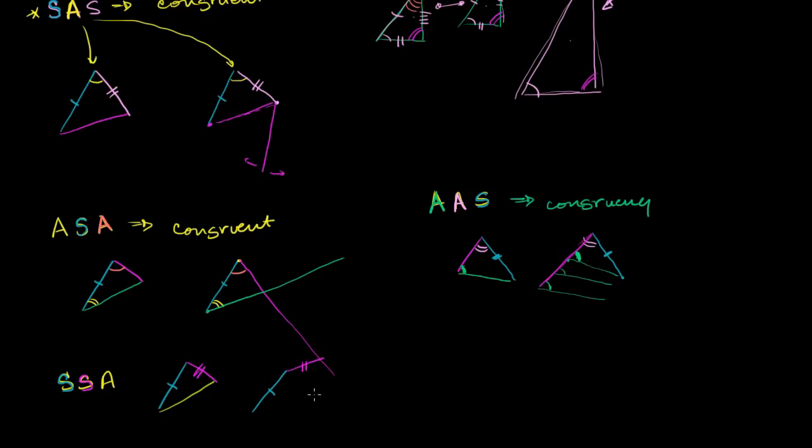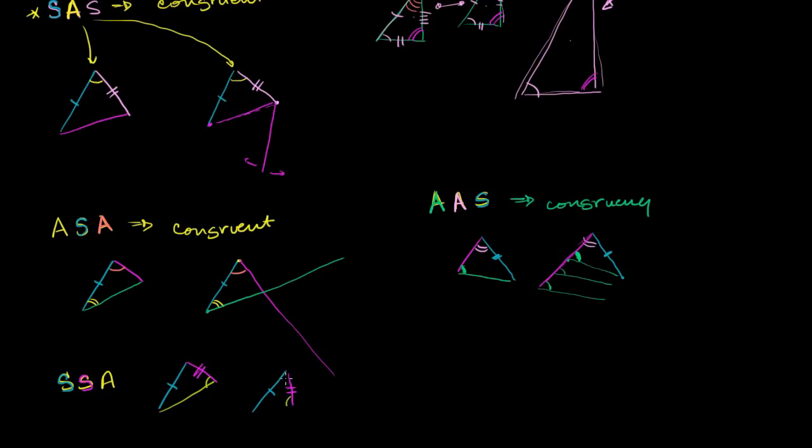Or actually, let me make it even more interesting. Let me try to make it like that. So it's a very different angle, but now it has to have the same angle out here. It has to have that same angle out here, so it has to be roughly that angle. So it actually looks like we can draw a triangle that is not congruent, that has the same two sides being the same length, and then an angle is different. For example, this is pretty much that.